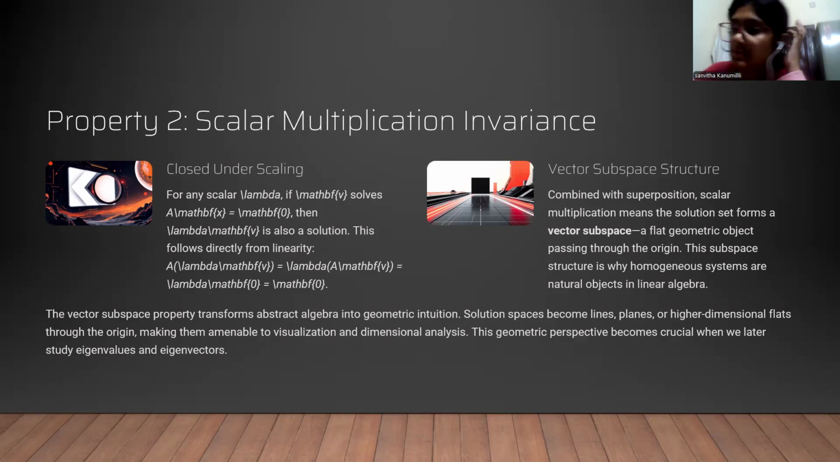Coming to the vector subspace section, superposition combined with scalar multiplication means the solution set forms a vector subspace, a flat geometric object passing through the origin. This subspace structure is why homogeneous systems are natural objects in linear algebra. The vector subspace property transforms abstract algebra into geometric intuition. Solution spaces become lines, planes, or higher dimensional flats through the origin, making them amenable to visualization and dimensional analysis. This geometric perspective becomes crucial when we later study eigenvalues and eigenvectors.